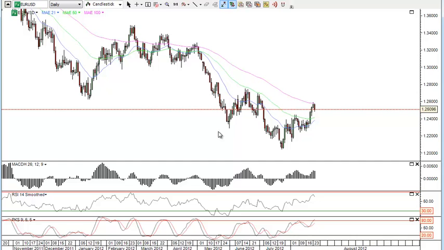months, because we had this major drop from about 132 all the way down to just over the 120 level, and then we've rallied back up to this 100 exponential moving average.